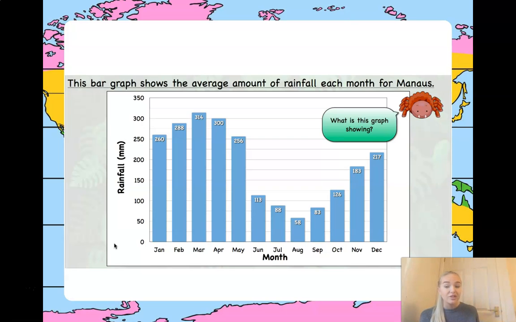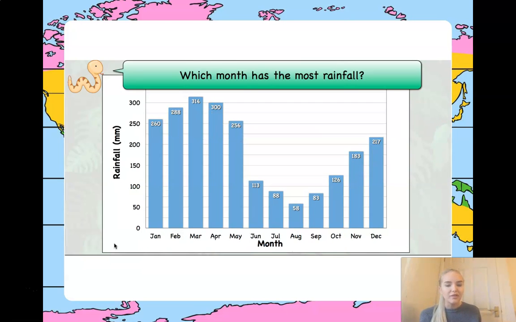So this graph is showing, you're right, that some months have a lot more rainfall than others. And we can start to see here the dry seasons and the wet seasons. Now, I've given you the same bar graph to have a think, which month has the most rainfall? And how do you know? Pause the video and have a think.